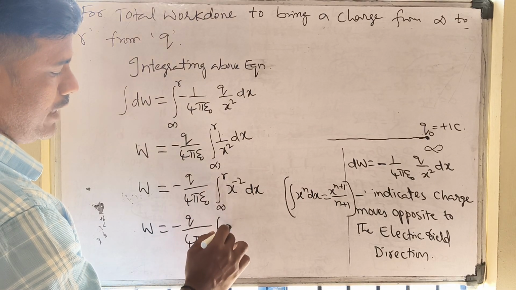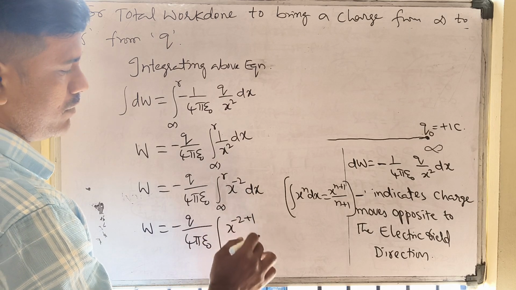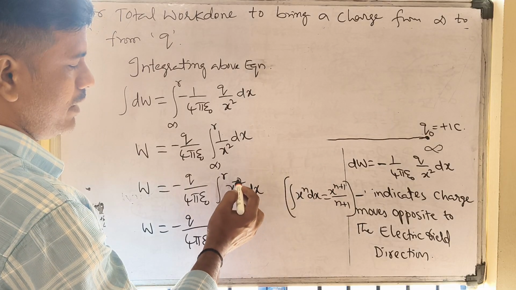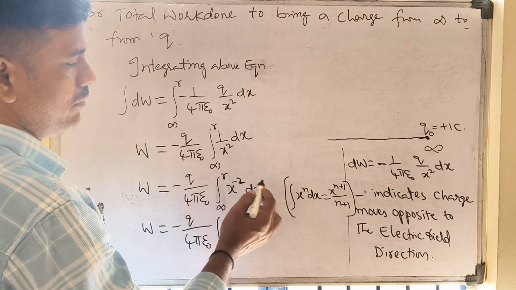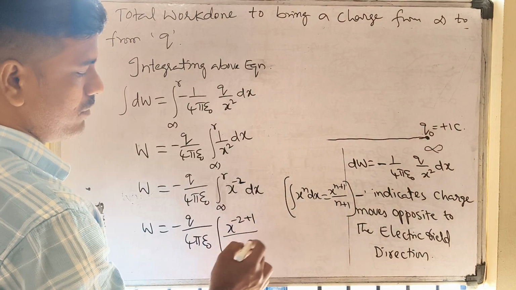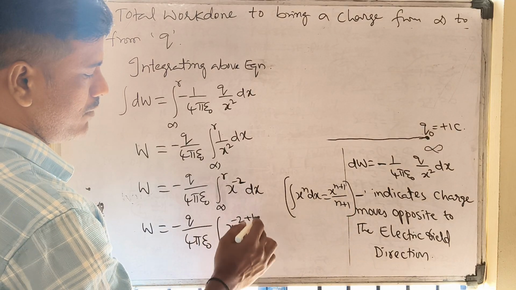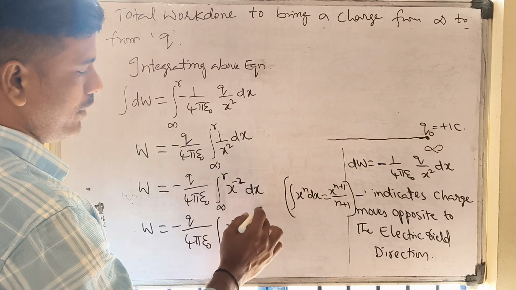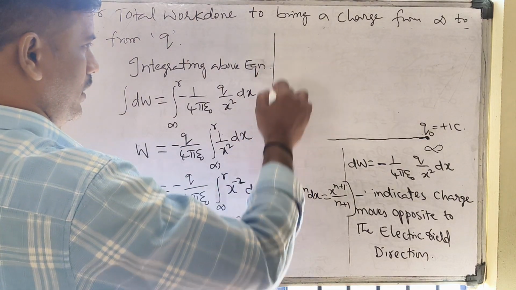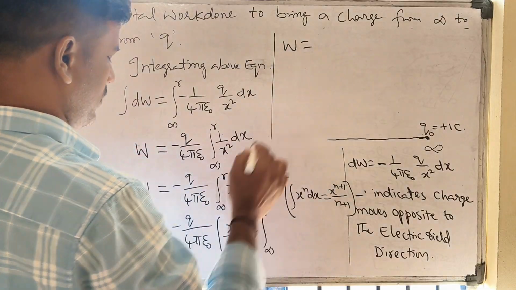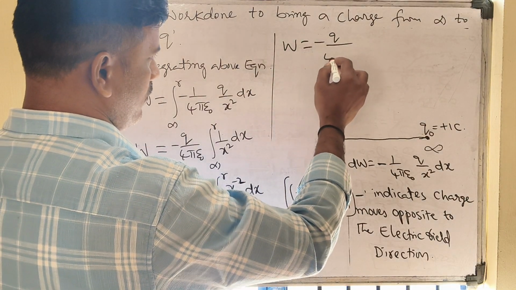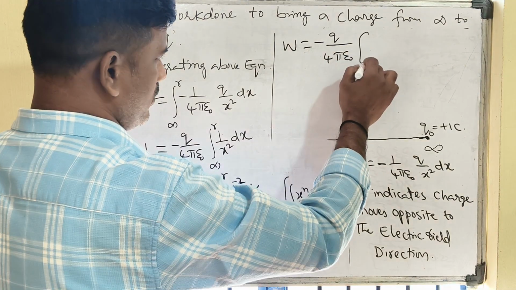So here, x power minus 2 plus 1, n is replaced by minus 2, same as the x power n relation. So the n value is minus 2 here: x power minus 2 plus 1 divided by minus 2 plus 1. The limits are infinity to r. Are you clear? Right. So w is equal to minus q divided by 4 pi epsilon naught.